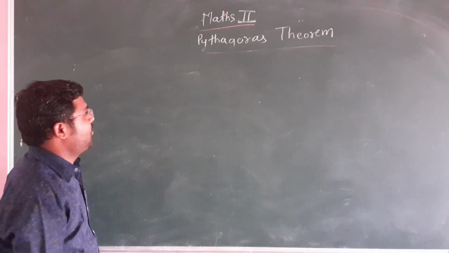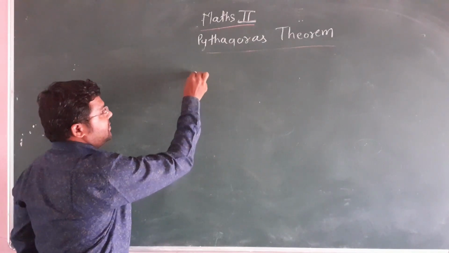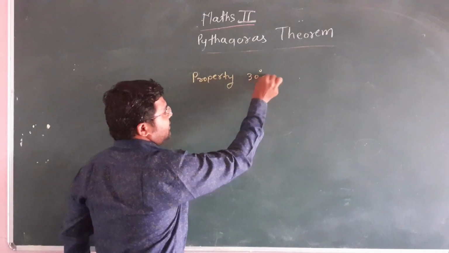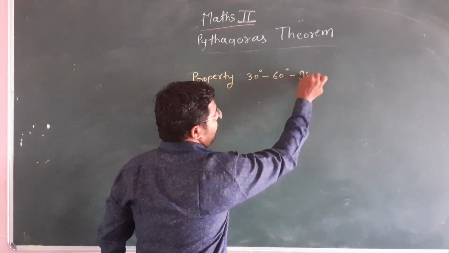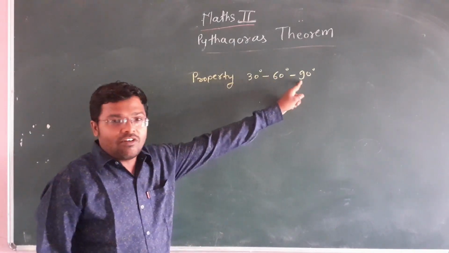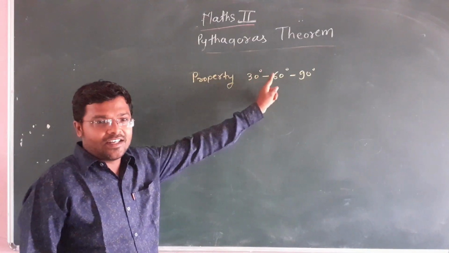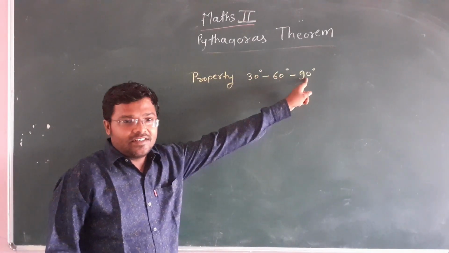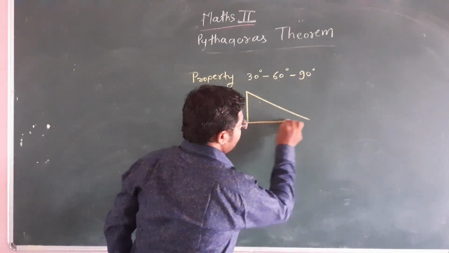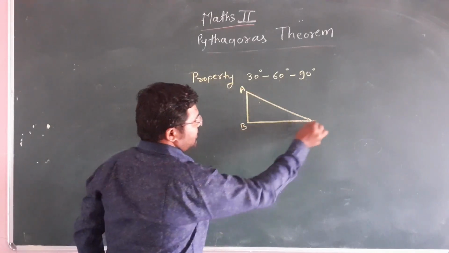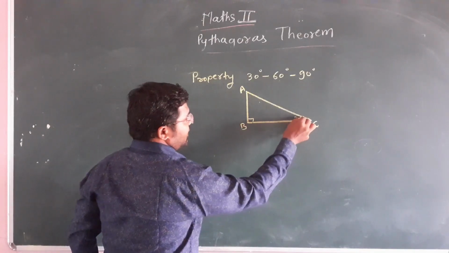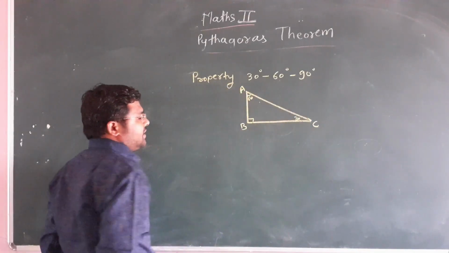Now another theorem, the property of 30, 60, 90. Property of 30 degree, 60 degree and 90 degree. This is also a right angle triangle. These are the measures of the angles. The first angle is 30 degree, another angle is 60 degree, and the last one is 90 degree. So I draw one figure here. Triangle ABC: angle B is 90 degree, angle C is 30 degree, and the measure of angle A is 60 degree.